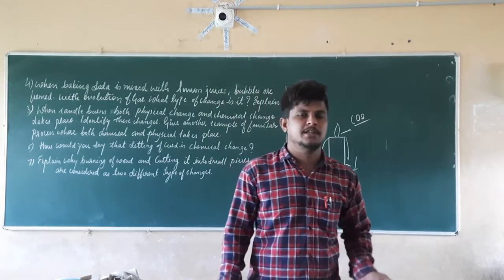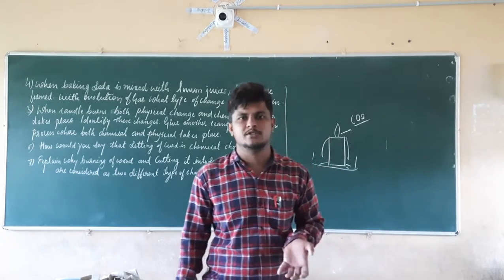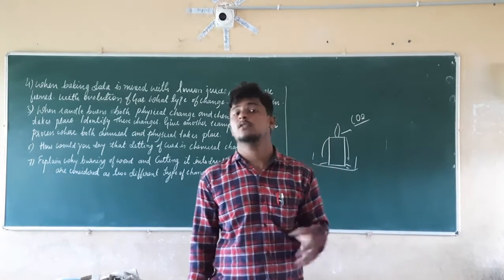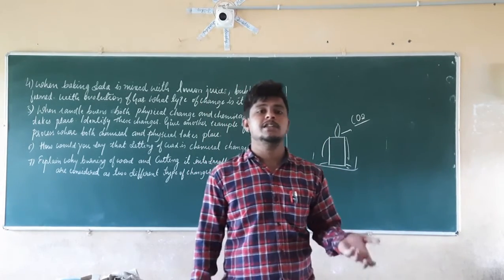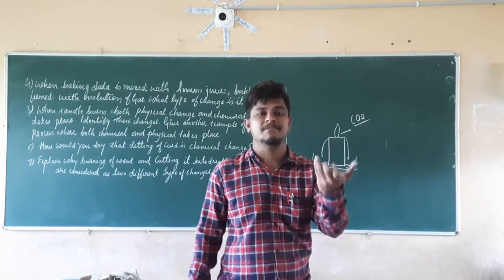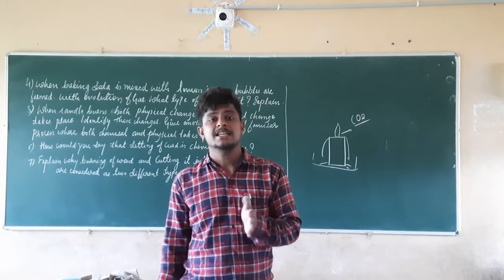When you cook it, that is, when you heat it, the vegetables are going to lose their properties. So there is a new product which is going to form. While cooking, vegetables are losing their properties and becoming a new product. Therefore, that is a chemical change.